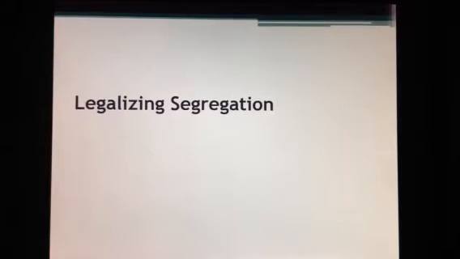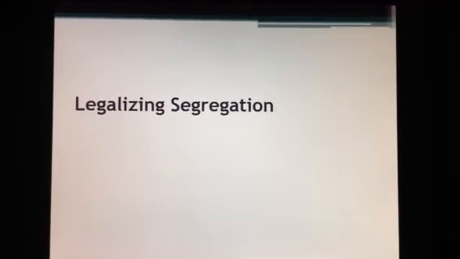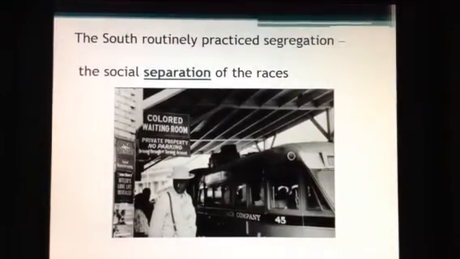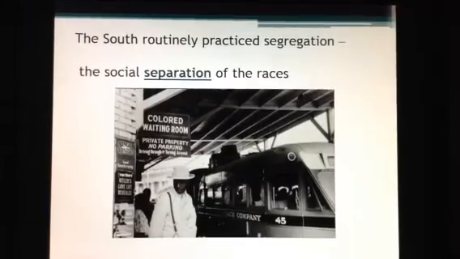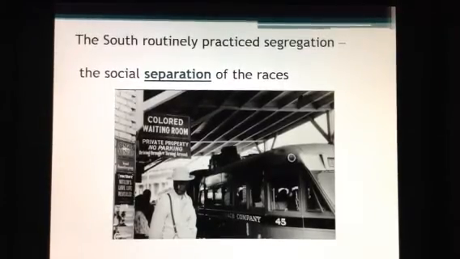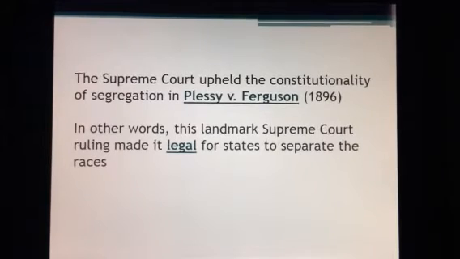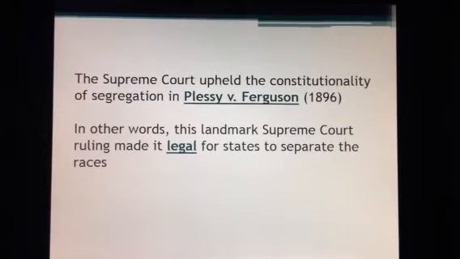Now, legalizing segregation through the Supreme Court. The South routinely practiced segregation, which is the social separation of the races. The Supreme Court upheld the constitutionality of segregation in the landmark case Plessy versus Ferguson in 1896. This was the Supreme Court case that made it legal for states to separate the races.